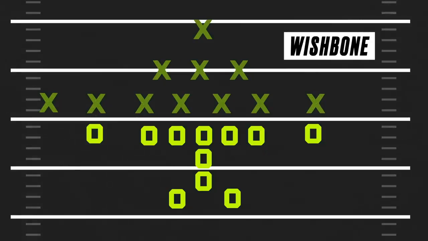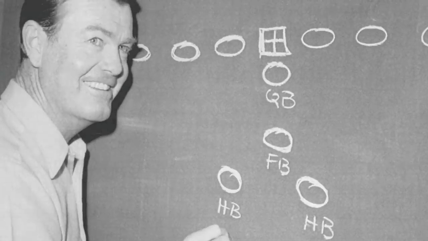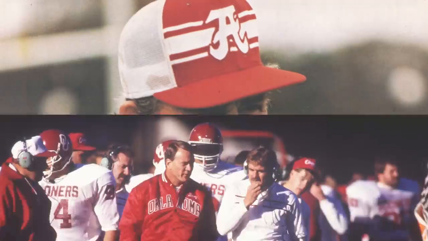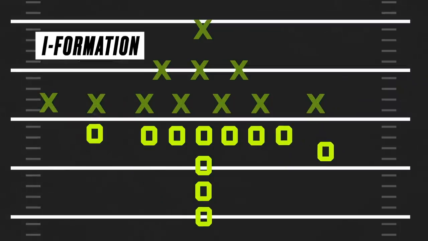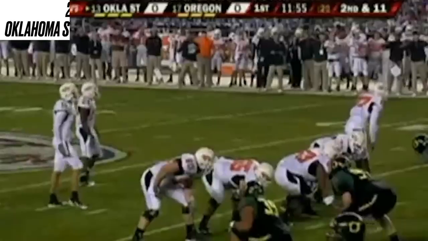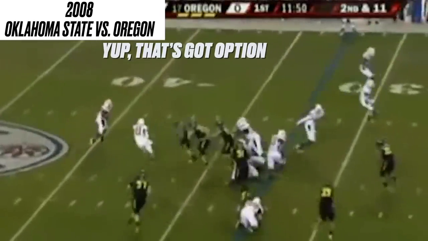Back in the day, you ran the option out of the wishbone or the flexbone. The wishbone powered Texas starting in the late 60s. Then, it reinvigorated Bear Bryant's career in the 1970s. But perhaps no team was better at running it than Oklahoma during that time. Nebraska won national titles in the 90s with the option out of the I formation, showing how the scheme could evolve. While the option is everywhere these days, you don't see a ton of teams doing it under center.